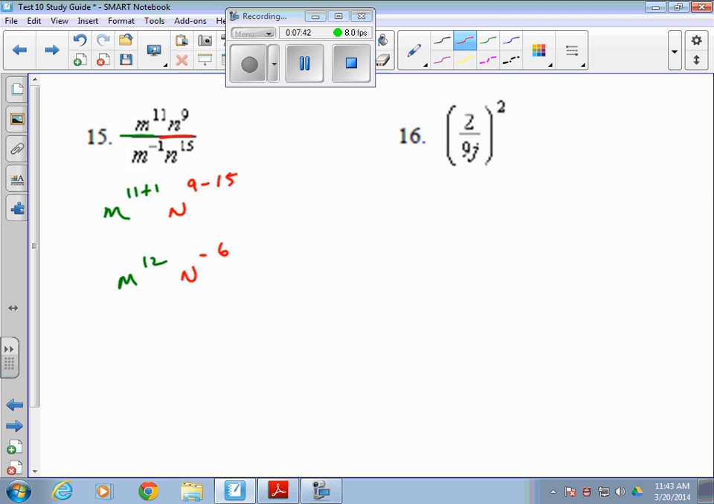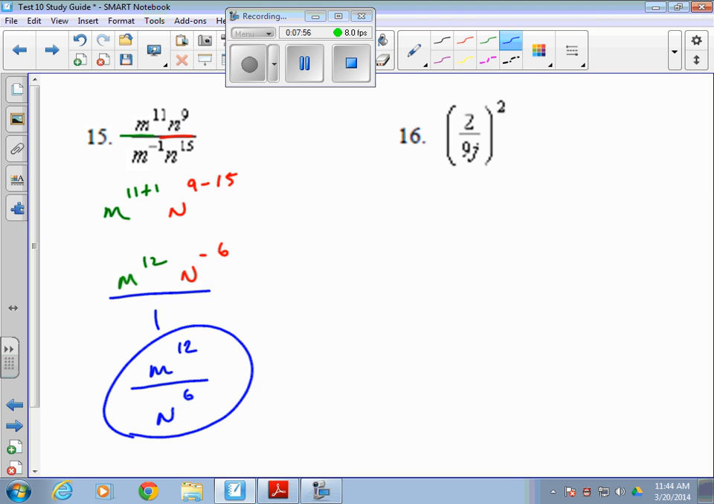Again, you can't leave a negative exponent. So there's no fraction, so everything's over 1. What's being raised to a negative exponent? n is, it rides the elevator down. m to the 12 stays on top. n, when it goes down, becomes to the positive 6.